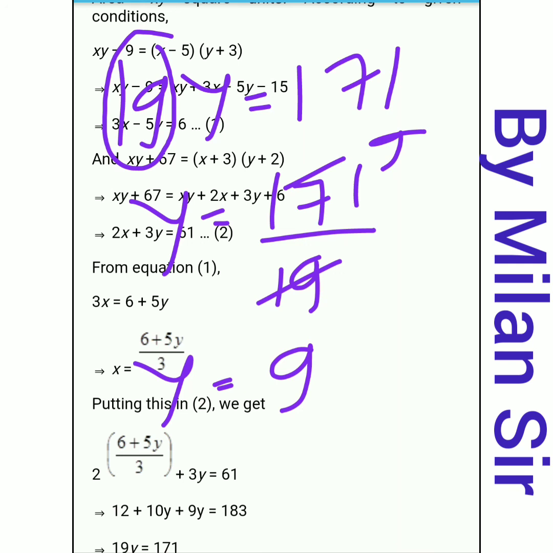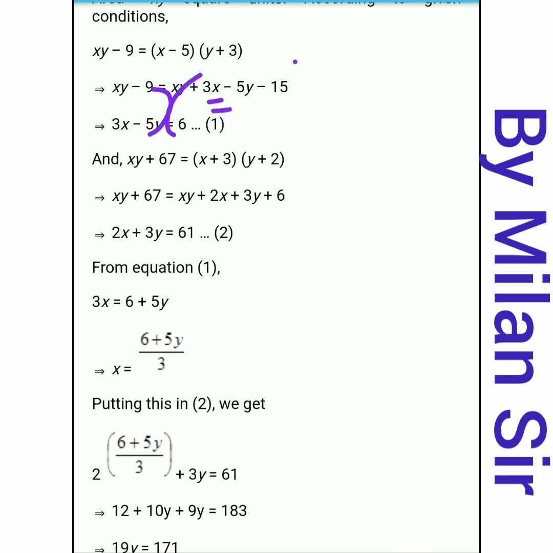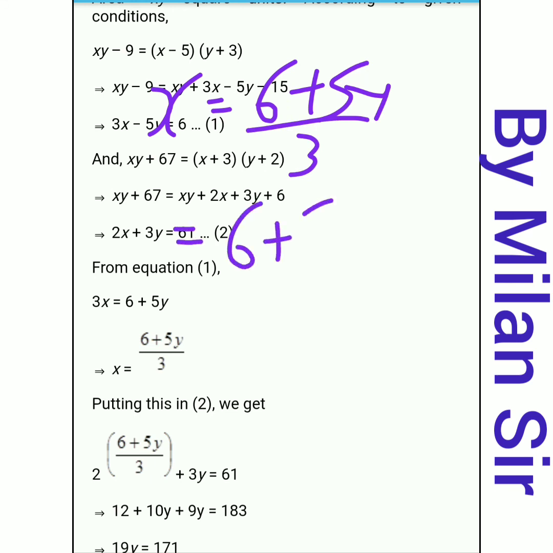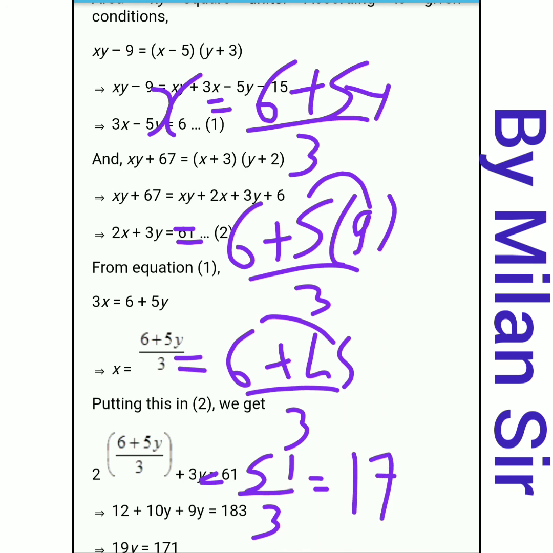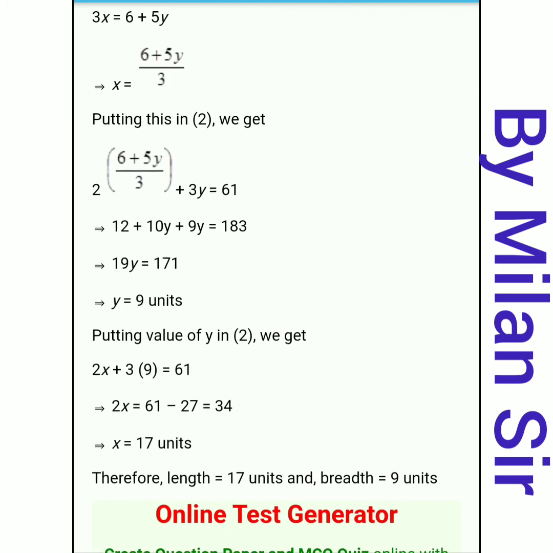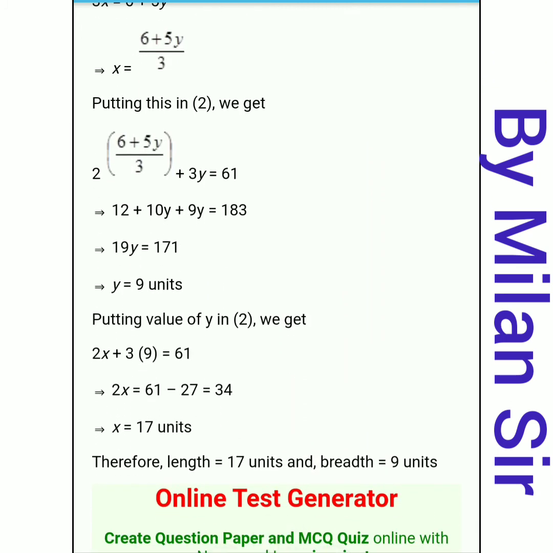Now we need to put this value, that means y is equal to 9, in our equation number 3. Our equation number 3 is x is equal to (6 plus 5y) by 3. Now put the value y is equal to 9. So here 6 plus 9 fives are 45, divided by 3. Now 45 plus 6 is 51, by 3 it is 17, right? So x is equal to 17. So here the value of x is 17 and y is 9.